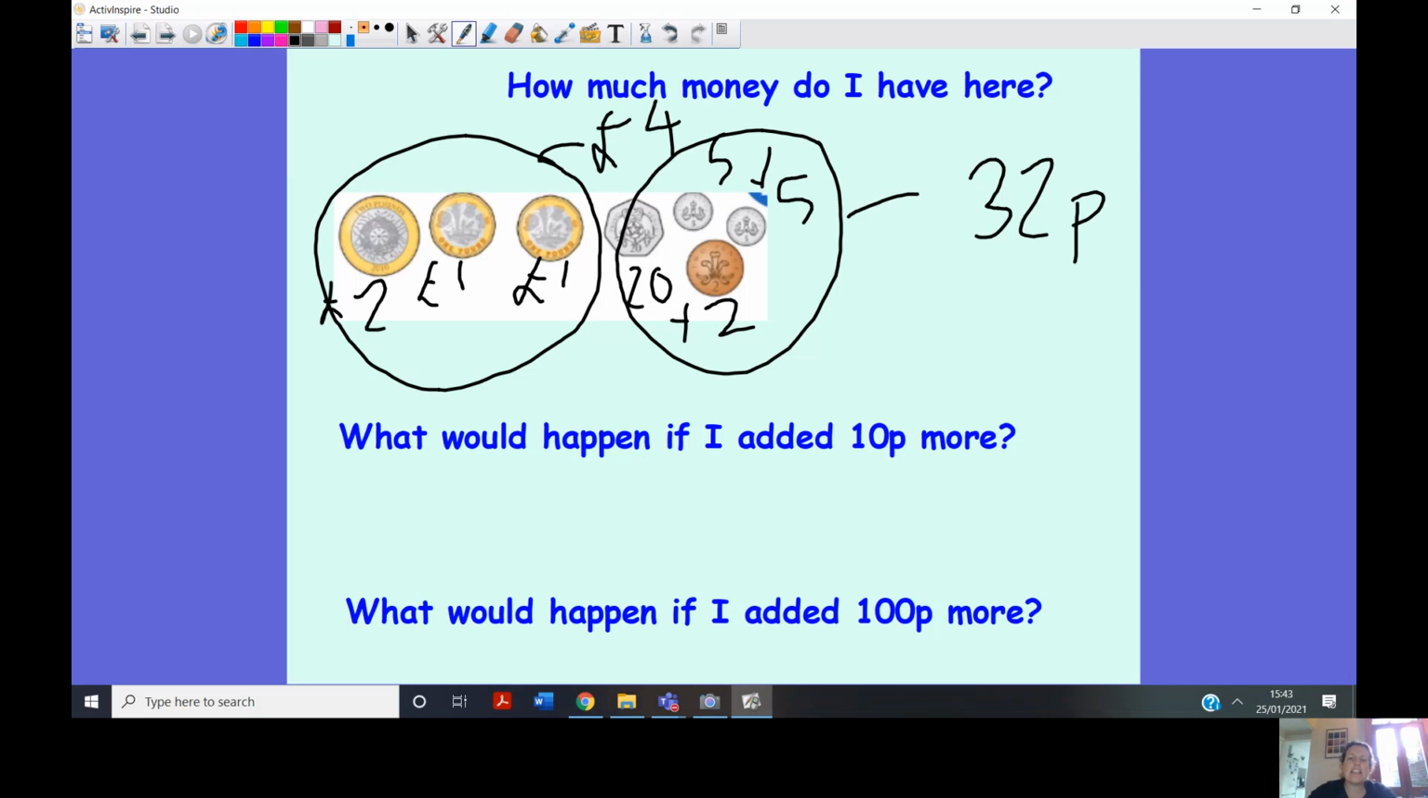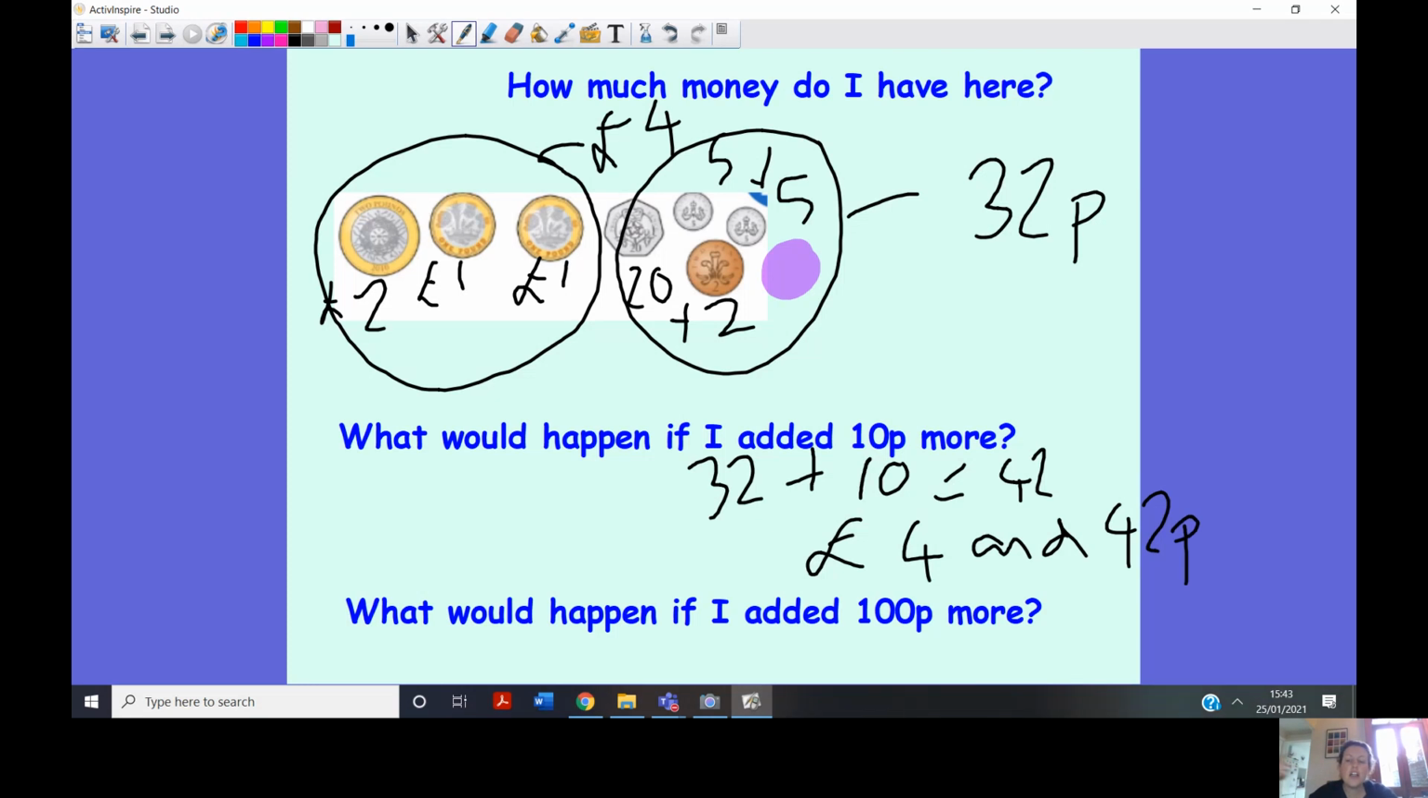What would happen if I added 10p more? If I added 10p more, what number would increase? I'd have an extra coin in my pence. So I will just do 32 add 10. Let's just write here my equation, 32 add 10 is equal to 42. So I'd have 4 pounds and 42 pence.